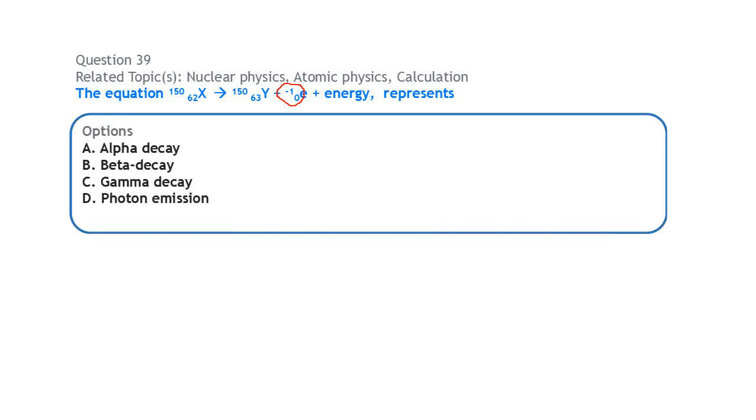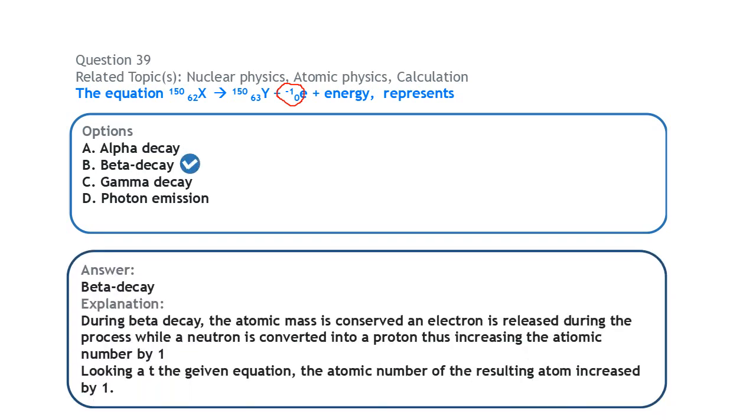Next, the equation represents a beta decay. It is in a beta decay that an electron is released like this. However, we need to also consider some things. It is possible in a nuclear reaction that both alpha and beta can be emitted. But if you look at this, the first point why we are saying this is a beta decay is because we have an electron that is emitted here.